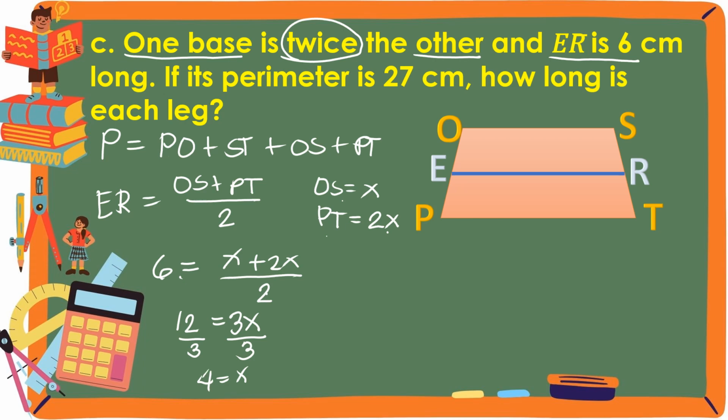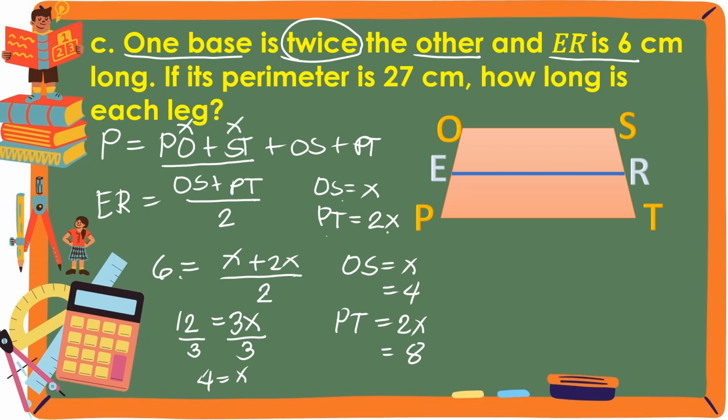Since we're needing to get the legs, kailangan nating makuha muna kung ano yung PO, at yung OS, tsaka yung PT. So, substitute natin dito. So, our OS is X, so that's equal to 4. And then, our PT ay 2X, so that is 2 times 4, 8. So, we just need to substitute, then iwan lang natin tong PO tsaka ST. Okay, since they are the same, kung X si PO, si ST din ay X.